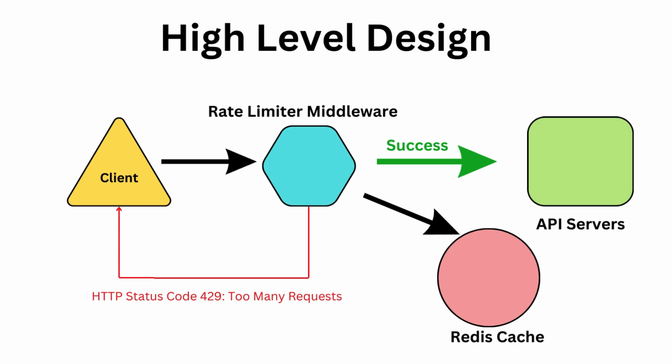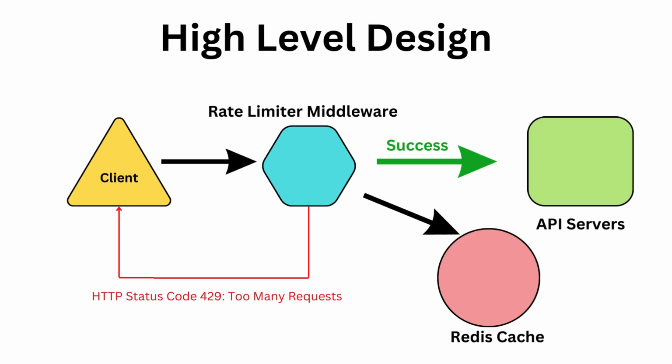For our high-level architecture, we'll use an in-memory cache like Redis to store token buckets due to its speed and support for time-based expiration strategies. Here's a simple workflow. A client sends a request to the rate-limiting middleware. The middleware fetches the token bucket from Redis. The middleware checks if there are enough tokens in the bucket. If tokens are available, the request is forwarded to the API servers and the tokens are decremented accordingly. If the tokens are not available, the middleware returns a 429 response to the client.